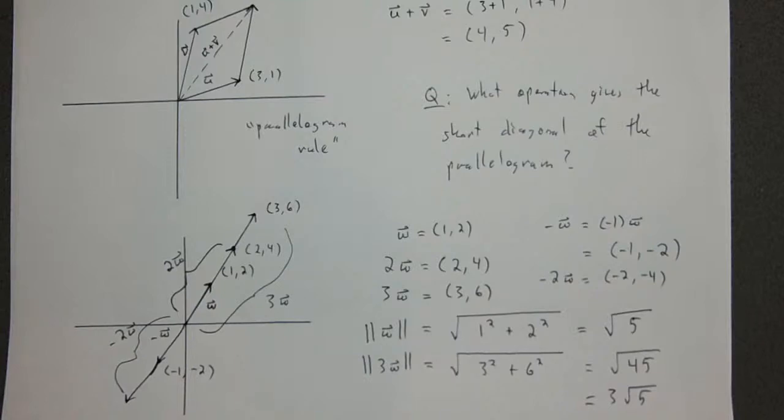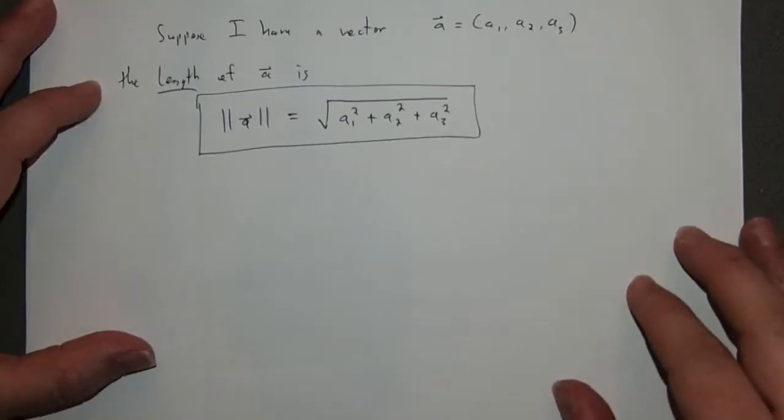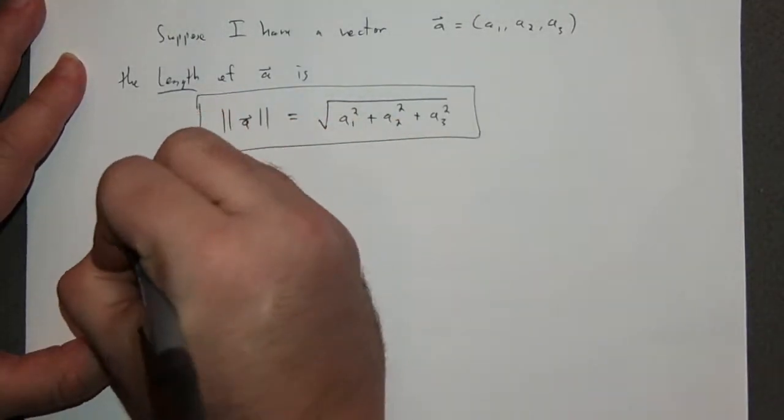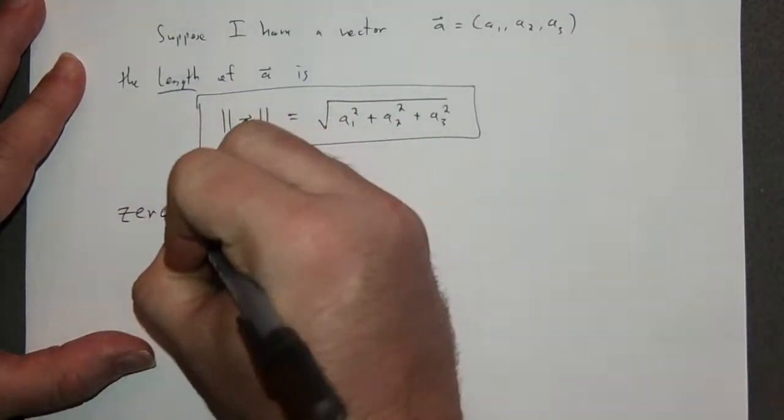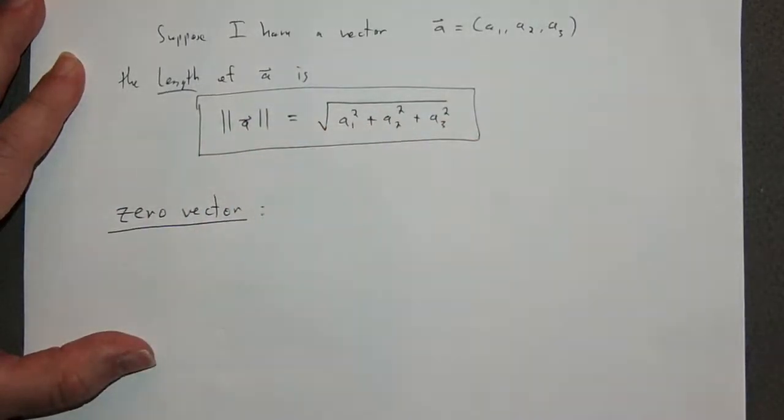All right. So there is a special vector. Right? There's a special vector, just like there's a special real number for these same operations. So there is the zero vector. What is the zero vector?